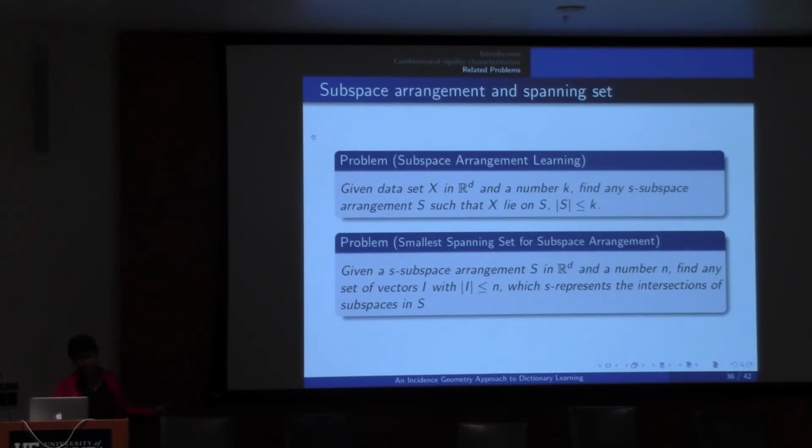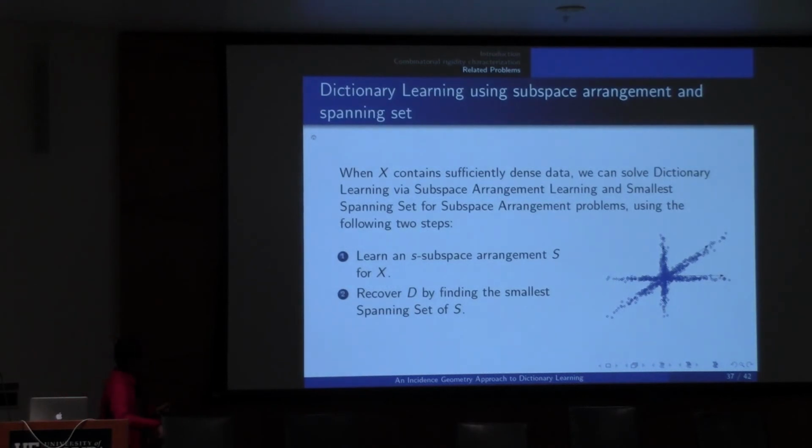Neither one of these problems is solved, and both of them have been looked at. In algebraic geometry, people look at these subspace arrangements, and they've also been looked at in computational geometry, but they are not easy problems in general. So our strategy in this case would be to first learn the subspace arrangement, and then recover D by finding the smallest spanning set of this. And once we learn the subspace arrangement, we have basically converted it into a kind of fitted dictionary learning problem.